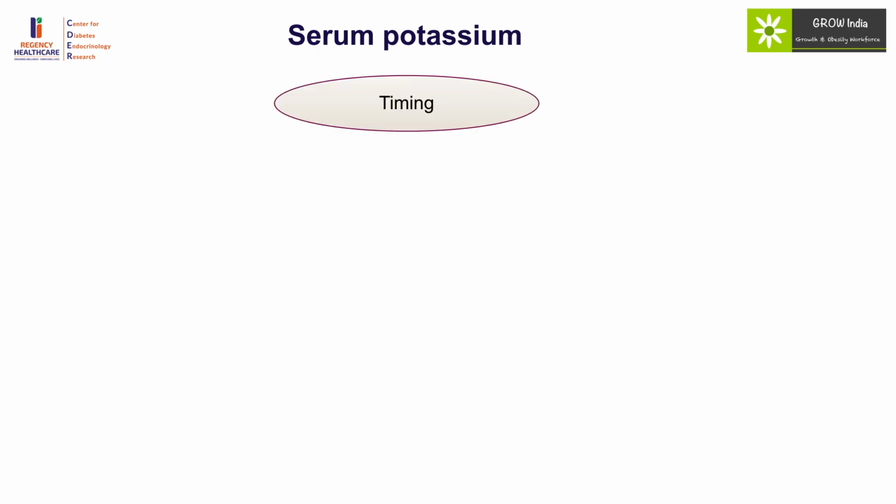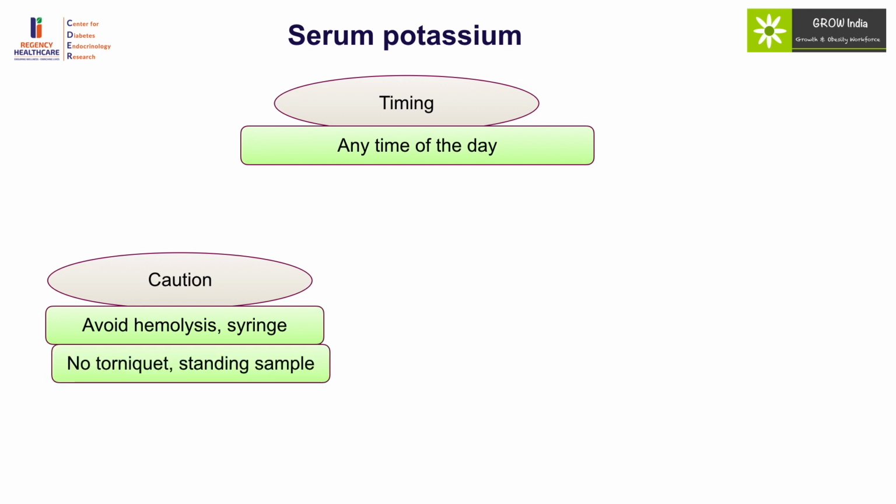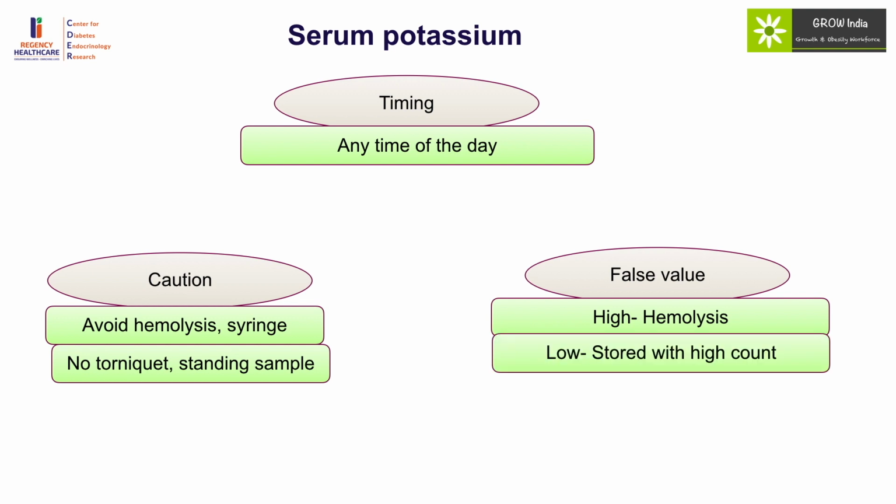Serum potassium levels can be done at any time of the day, but one needs to be cautious because it is predominantly an intracellular ion, and any amount of hemolysis or the use of a syringe increases the likelihood of increasing potassium levels. No tourniquet should be used, and the sample should not be allowed to stand for a long time because there could be alteration, particularly if the WBC or the RBC counts are high. Pseudo levels of hyperkalemia may happen in the setting of hemolysis, while low levels can happen if it has been stored with a high count for a long time.